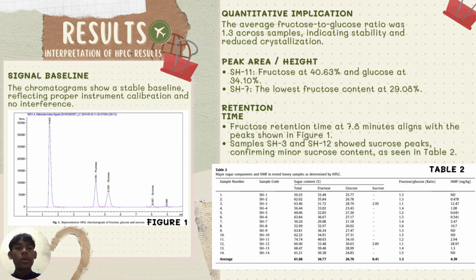The fourth part is quantitative implication. The average fructose to glucose ratio was 0.2 across samples. It was calculated from table 2. This indicates stability and reduced crystallization.